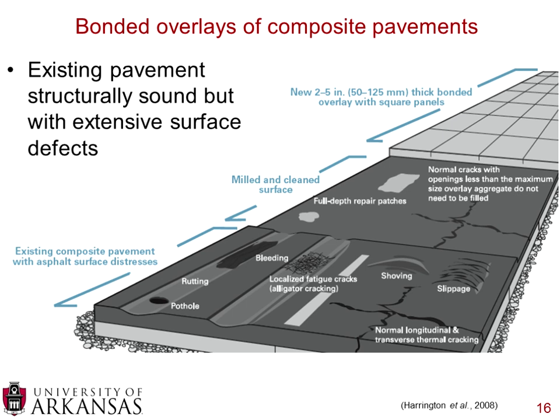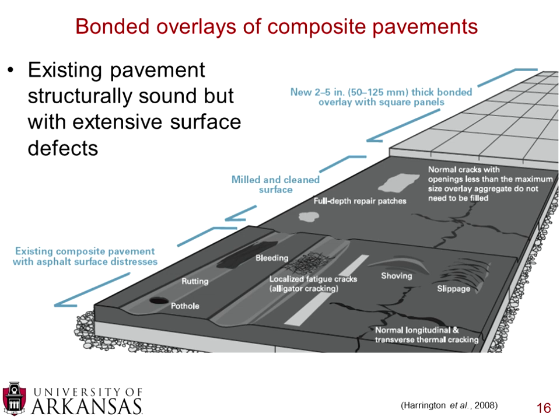And then you can see here the composite pavement. This is very similar to the asphalt pavement we saw on the previous slide, but instead of just having an asphalt layer, you have a concrete layer with an asphalt layer on top. And you can see the same distresses are shown here. Then they do the same milling and cleaning of the surface, and again they place the panels on top. This is a very common pavement configuration in the United States because we have a lot of existing Portland cement concrete roads that have asphalt overlays on top of them.